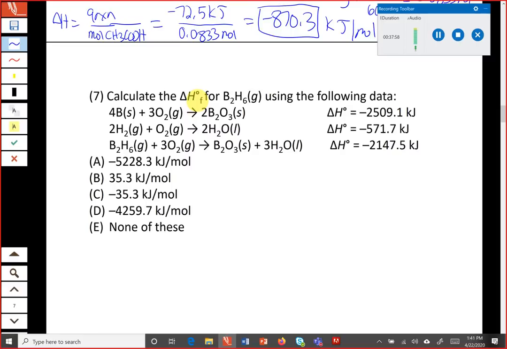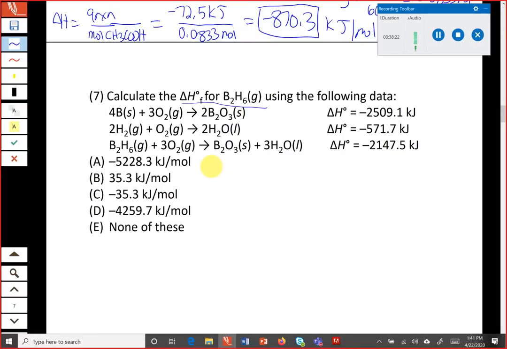All right, so we're looking for the delta H of formation of B2H6, and we have all this given information down here. So the first thing we need to do is figure out what is the chemical equation that's associated with delta H of formation for that substance. In a lot of these problems, we actually give you the chemical equation, and then you use the 3 given equations to produce that. Here we have to figure out what is the chemical equation associated with delta H of formation.